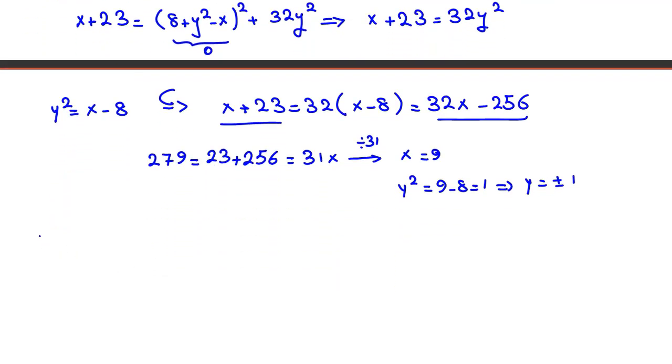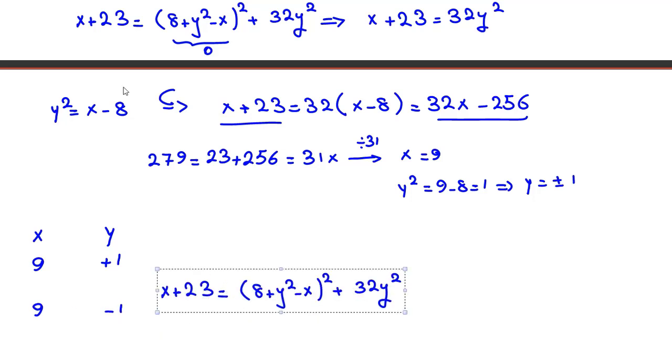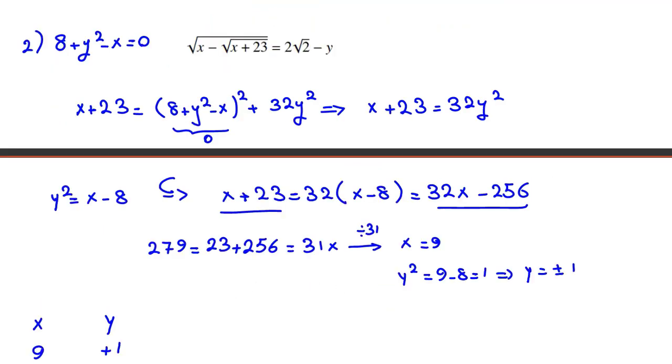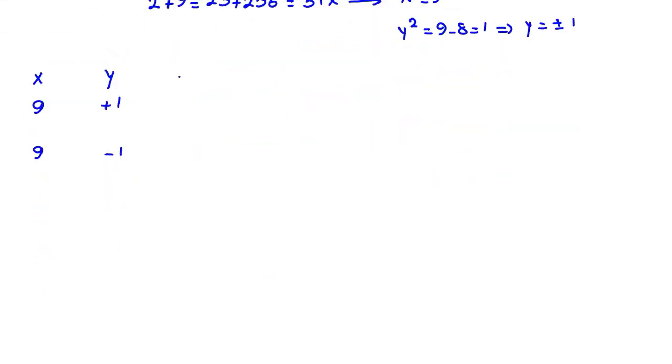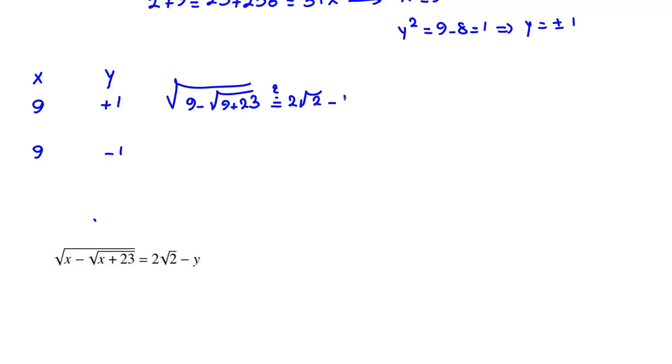Let's check both of them in our equation. In the first one, x is 9, y is plus 1. In the next one, x is 9, y is negative 1. Let's replace it in the main equation. Okay, the main equation is this one. Always at the end, when you reach some solution, try to check, because maybe we had some careless mistakes. So for the first one, the square root of, let's check, 9 minus 9 plus 23. We should see, is it equal to 2 root 2 minus 1? Now it is equivalent to the square root of 9 minus the square root of 32, which is equal to 2 root 2 minus 1. 2 root 2 minus 1 is positive, and this one is also positive, so we can raise to the power of 2. 9 minus root 32. Root 32 is 4 root 2. Equals this squared, which is 8, plus this squared, which is 1, minus 2 times this.